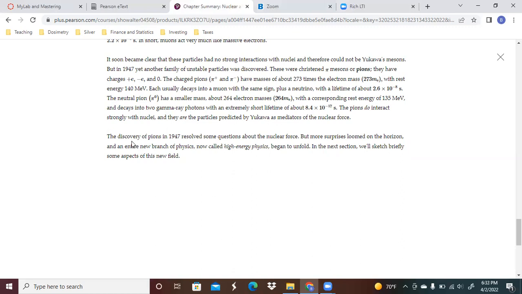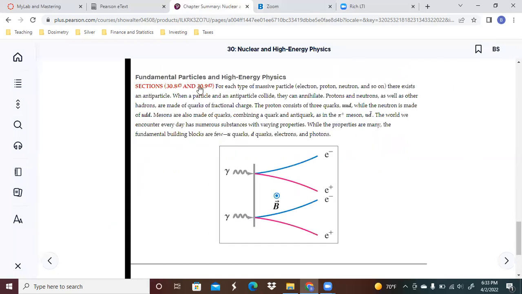of the nuclear force. So the discovery of pions in 1947 resolved some questions about the nuclear force, but more surprises loomed on the horizon. And if you go into high energy physics, you get to see more about this.